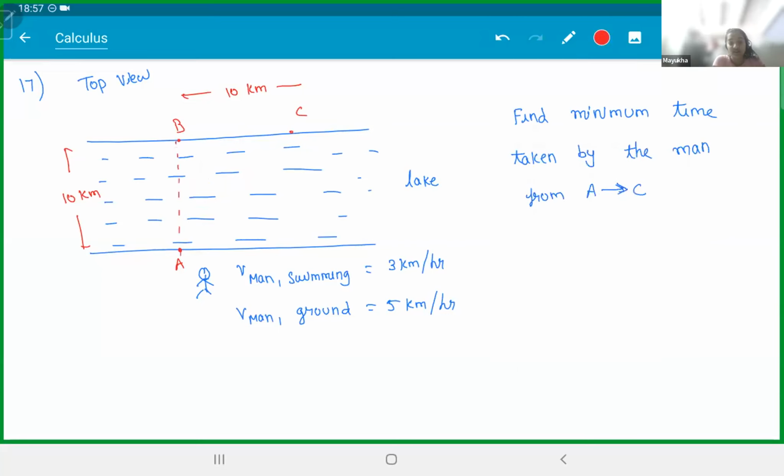Sir, just a doubt. When he swims from A to B, doesn't he automatically drift and go to C? Lake, it's okay. It's not a river. It's not drifting. It's a lake, people. The water is not moving.